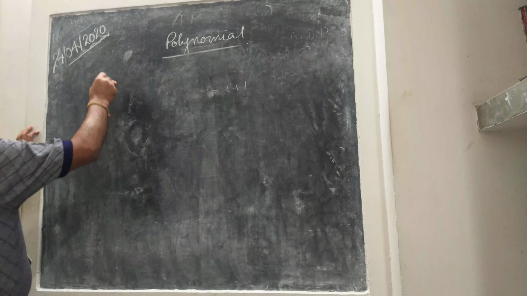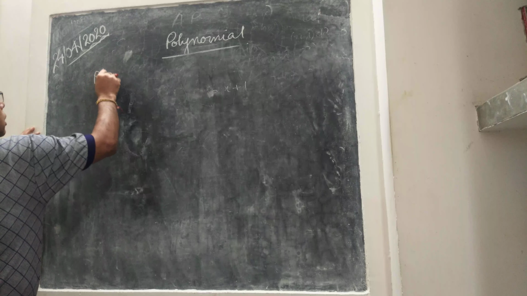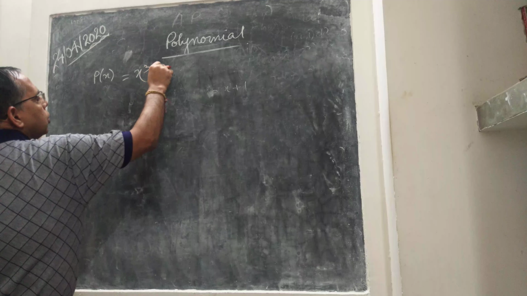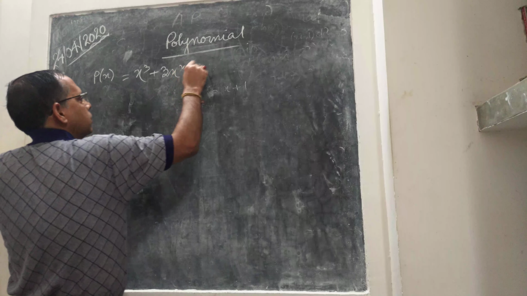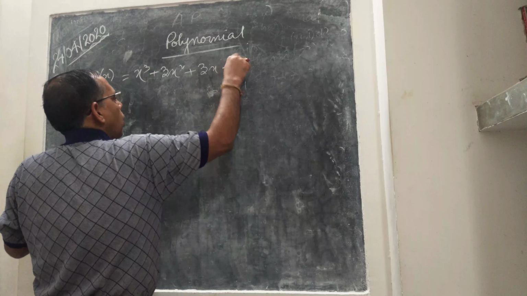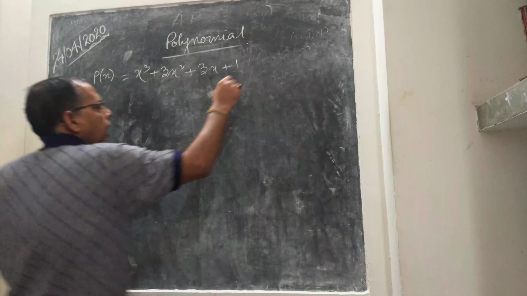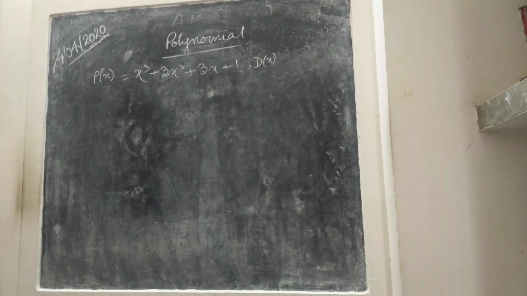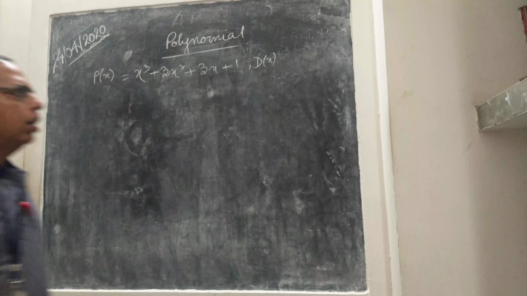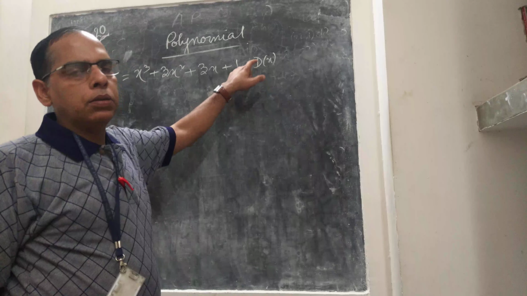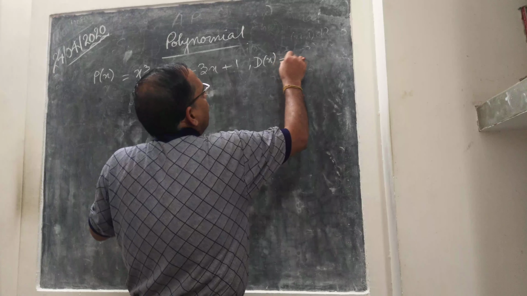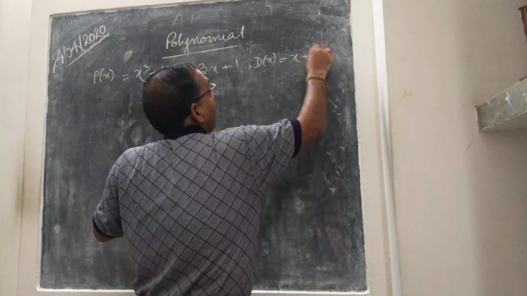See, suppose p(x) equal to x³ plus 3x² plus 3x plus 1. Yes or not? And d(x) equal to, sometimes d(x) is written g(x) also, so no problem. d(x) and g(x) are the same. Generally it is written d(x), d stands for divisor, that's the reason. So equal to x plus 5.